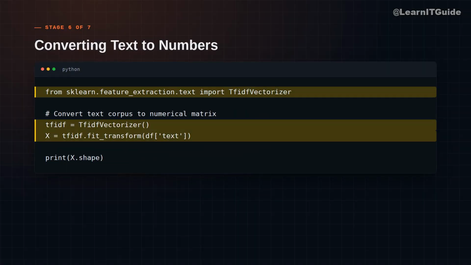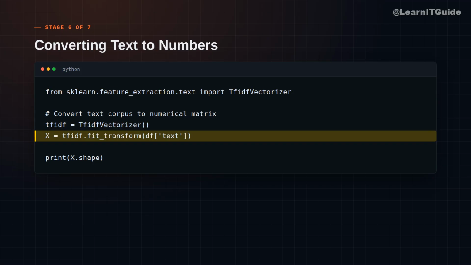In stage 6, we use TF-IDF. This stands for term frequency, inverse document frequency. It assigns a weight to words. Words that appear everywhere, like "email", get a low score. Words that appear only in spam, like "free", get a very high score. This transforms your text into a matrix of numbers that logistic regression can process.